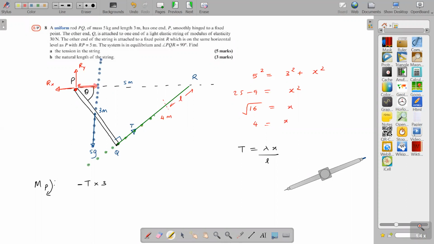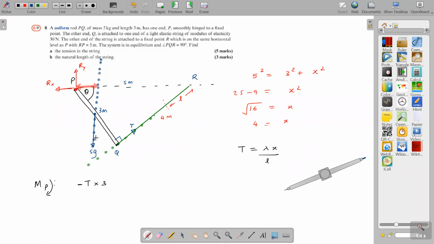This red color distance that I'm marking over here is the perpendicular distance from point P to the line of action of 5G. I hope you guys can see this. So your task now is to find the perpendicular distance from P to this particular dotted line. So how do I get this distance?